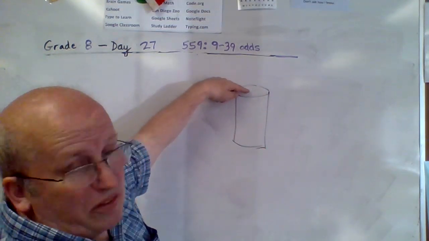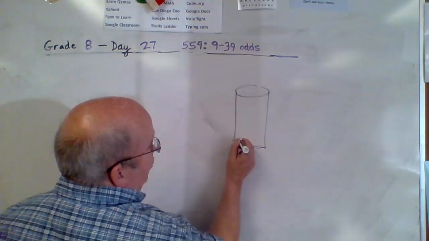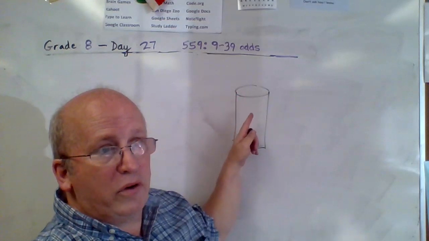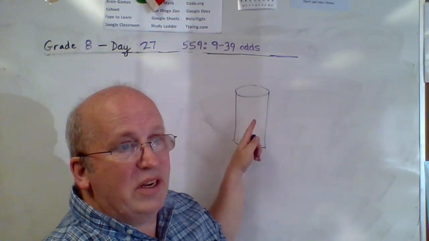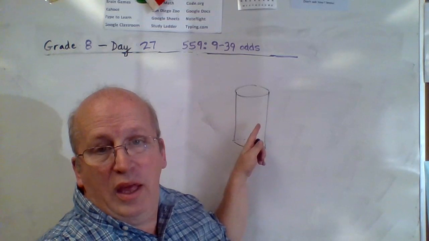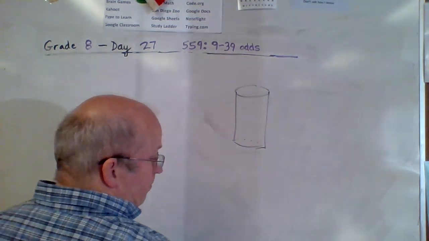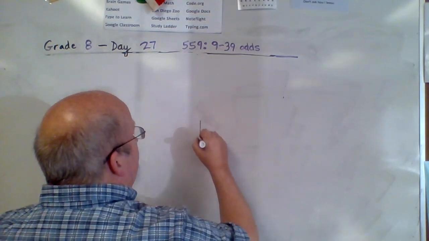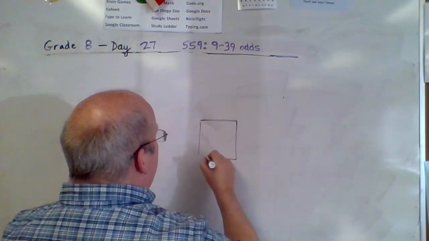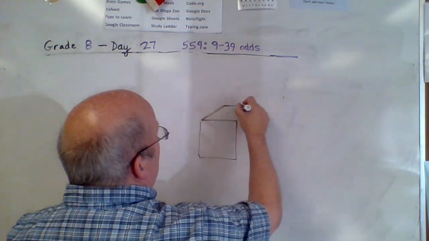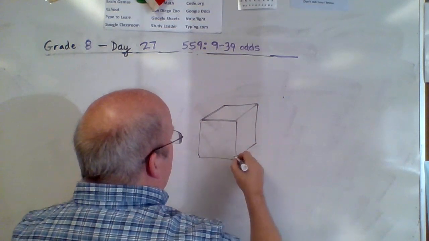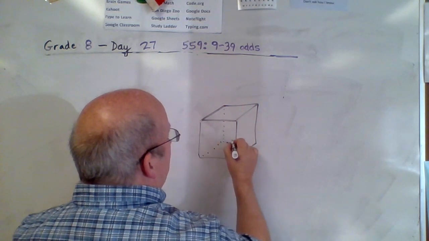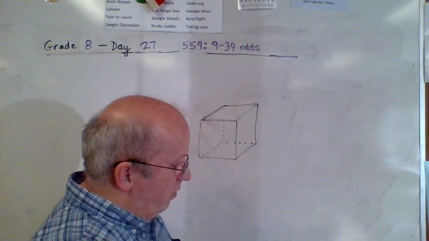It has a flat surface on the top, the circle, another flat surface on the bottom, the other circle, but the curved part around the outside would not be a flat surface, and so this is technically not a polyhedron. However, if you look at the bottom of page 556, they drew a cube, and that would be an example of a polyhedron because it's got all flat surfaces. Okay, that's a polyhedron.